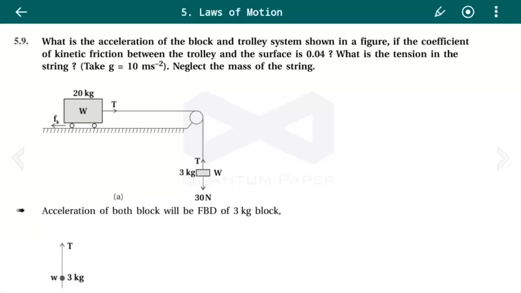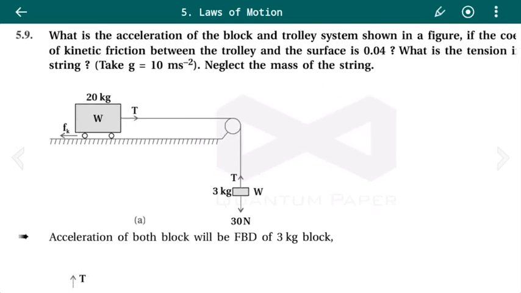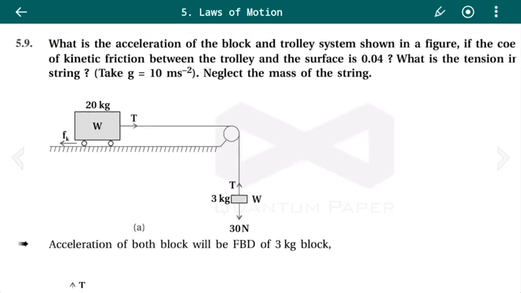Now illustration number 9. What is the acceleration of the block and trolley system shown in the figure? If the coefficient of kinetic friction between the trolley and the surface is 0.04, what is the tension in the spring? Take g equals 10 meter per second square and neglect the mass of the string.